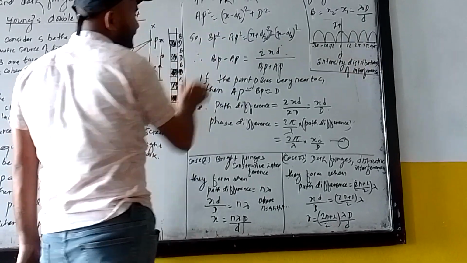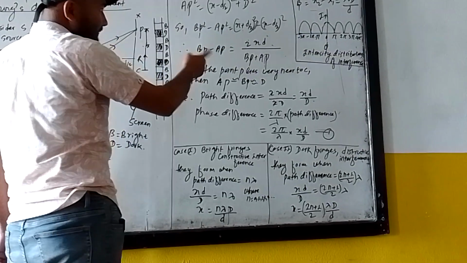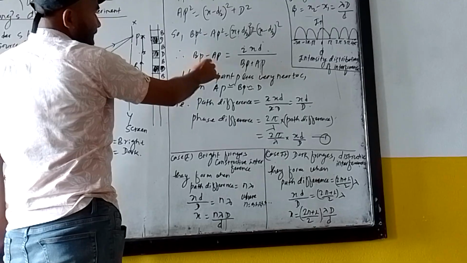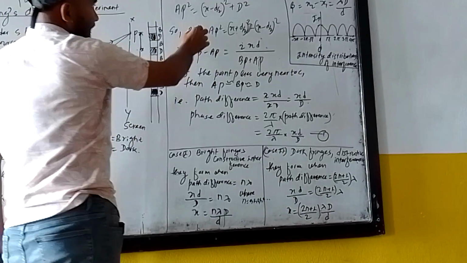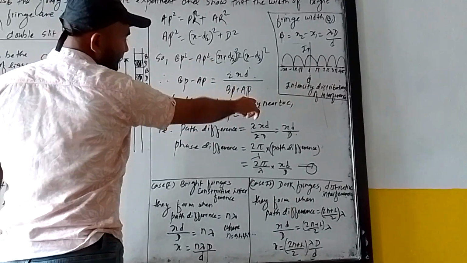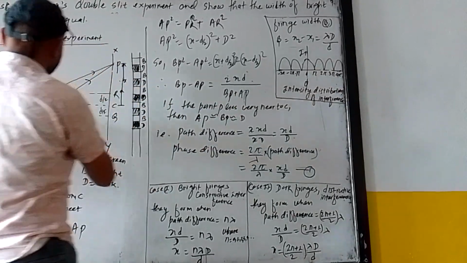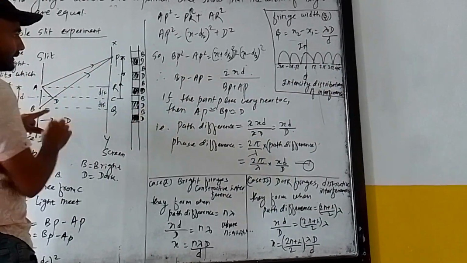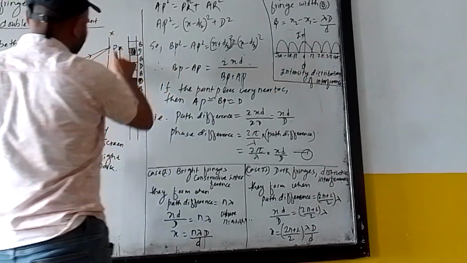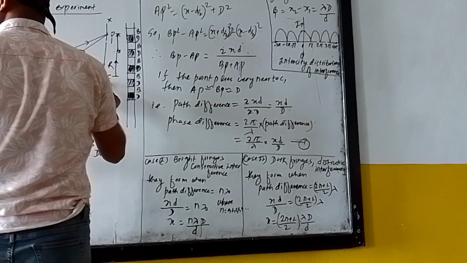When you open this formula into a plus b and a minus b, because a square minus b square is (a plus b)(a minus b), I have written BP minus AP, which is the path difference, and BP plus AP, from the formula a square minus b square. Here we consider that BP and AP would be equal when this point P lies at C. That means when this point reaches the point C.